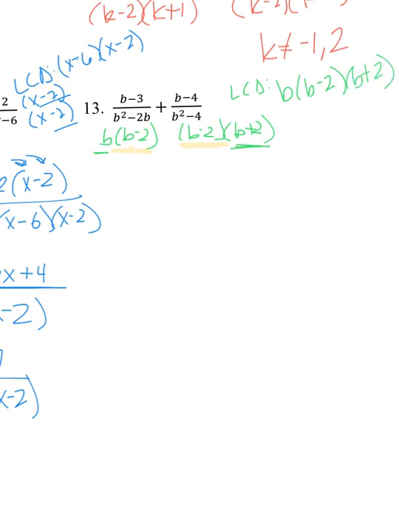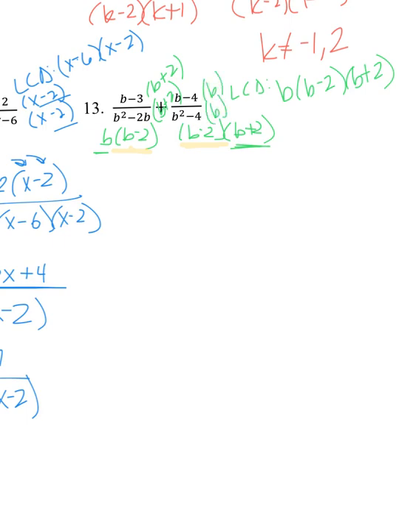So here, I have to go through and I say, all right, so the first expression has b and the b minus 2, so it needs the b plus 2. So that's what I'm multiplying numerator and denominator by. The next one has both the b minus 2 and b plus 2, but it doesn't have the b. So I need to multiply numerator and denominator by b.